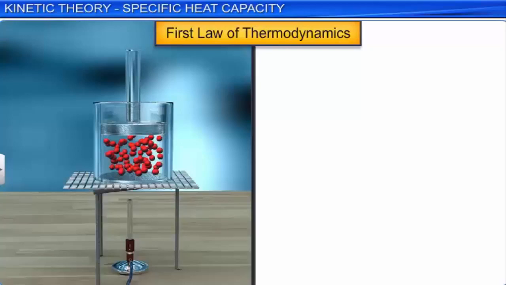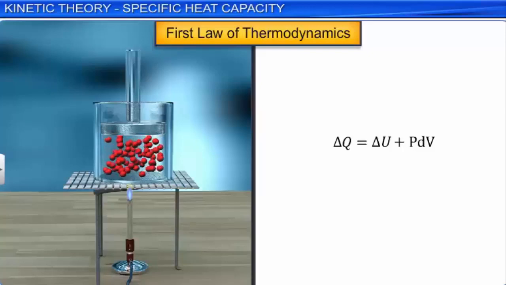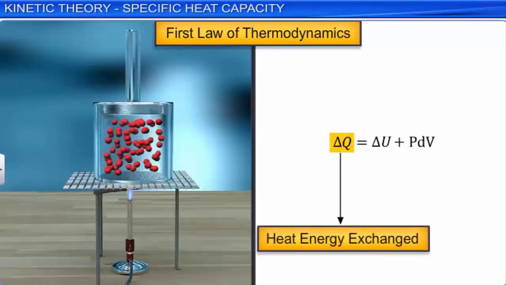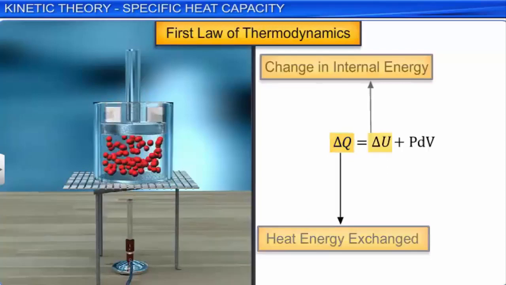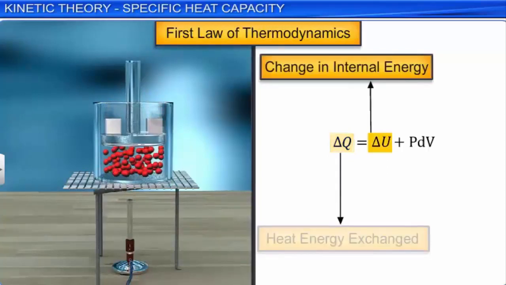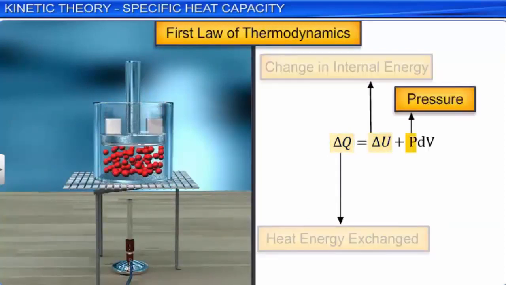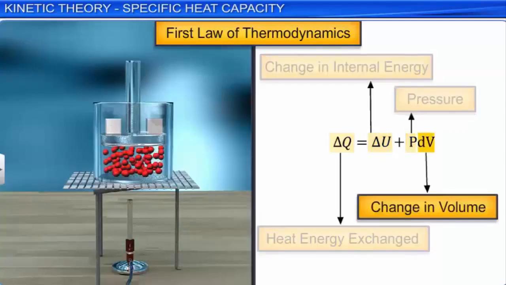According to the first law of thermodynamics, delta Q is equal to delta U plus P dV, where delta Q is the heat energy exchanged, delta U is the change in internal energy, P is the pressure, and dV is the change in volume.